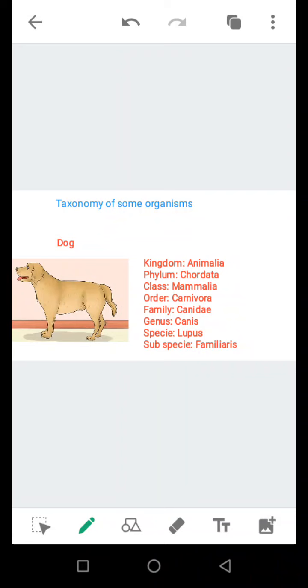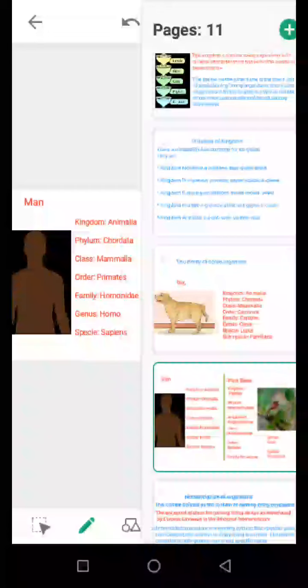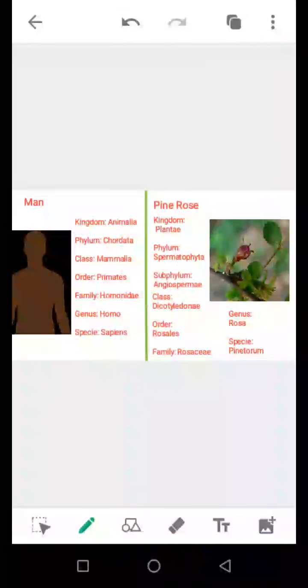It belongs to the family Canidae. It belongs to the genus Canis, and it belongs to the species Lupus. But here we have a subspecies for dog. Dog is a subspecies of Familiaris. Let's proceed. This is another organism. We have man.